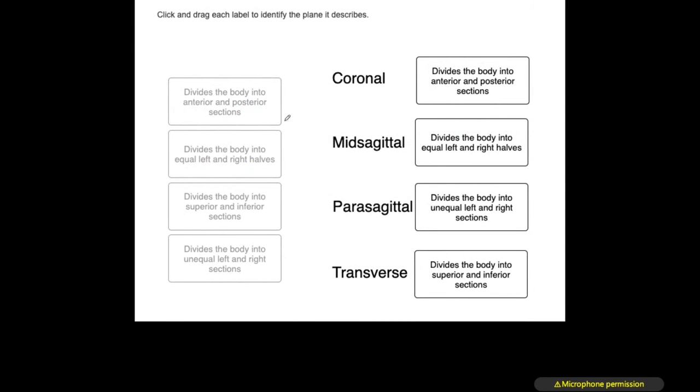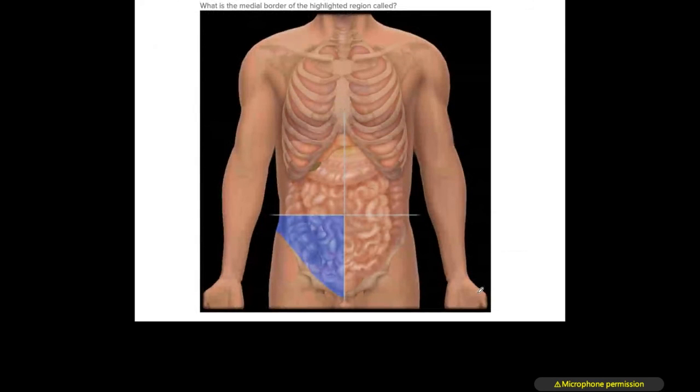So drag and drop. Okay, what divides the body into an anterior and posterior section? You would drag the term coronal there. Or what divides the body into equal left and right halves? Now, if you look at equal compared to unequal, if we're talking about equal, it's right in the mid. It's still a sagittal cut, right? Sagittal is left and right halves. But when we talk about equal halves, it's mid-sagittal. If it's unequal left and right halves, it's para-sagittal. And your transverse section is just superior and inferior sections. That gives you that bird's eye view.